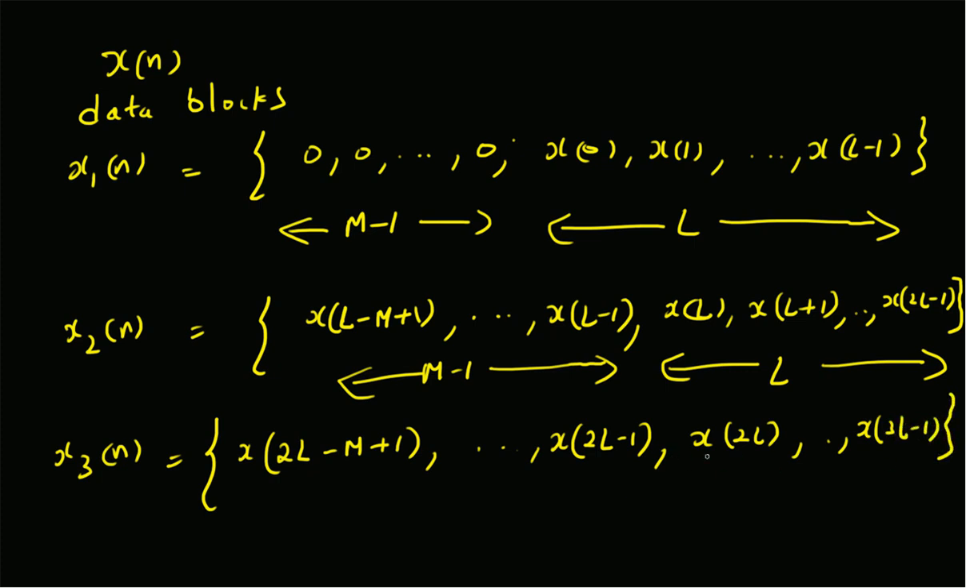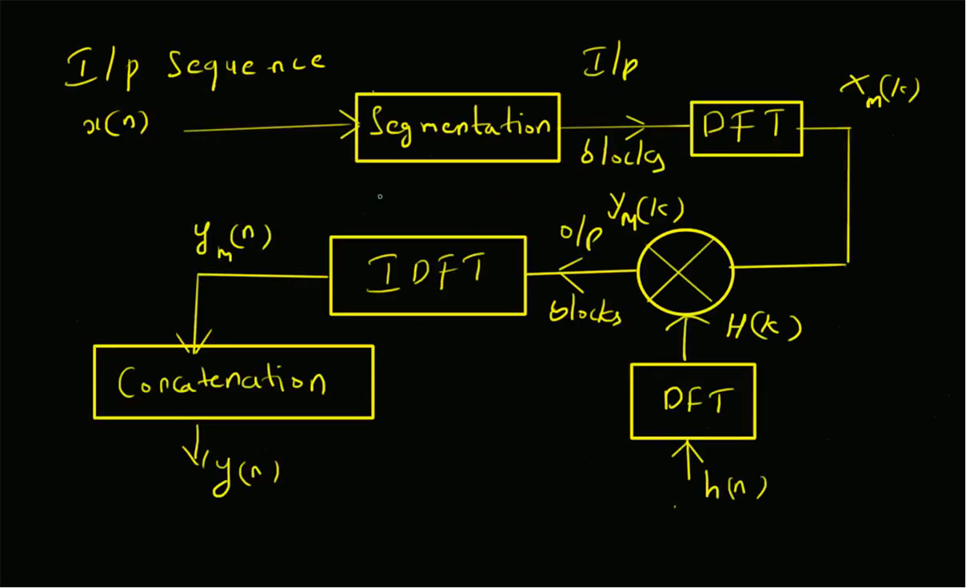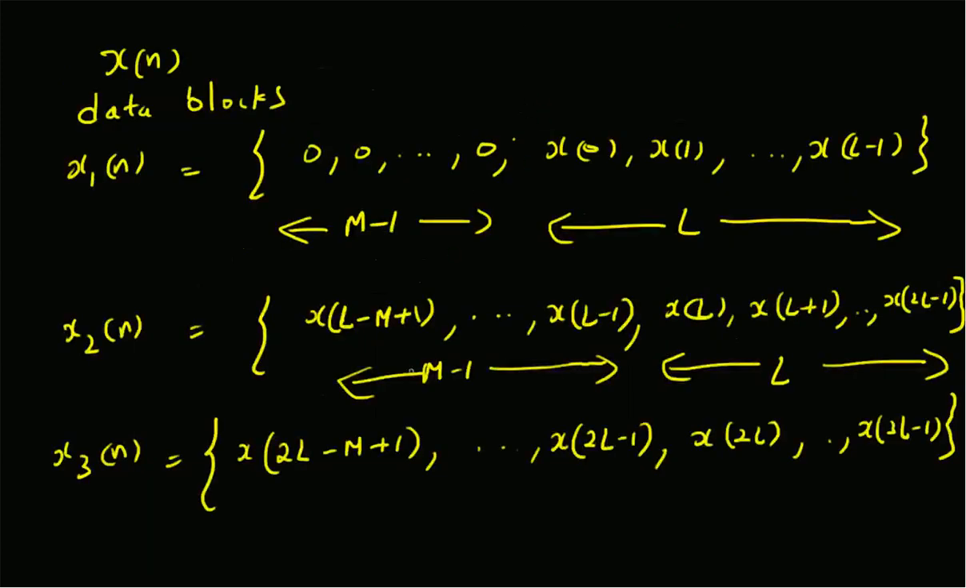Again, these are new L values, and these are M minus 1 old values. Thus we can construct all the individual blocks or segmentation of x of n. That is, we can process x of n and extract these individual blocks, each of length N. Now when we come back to this block diagram of the long data sequence filtering, we are able to extract these input blocks.